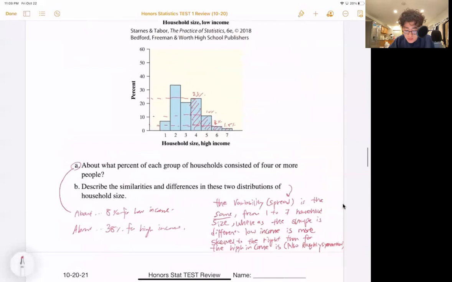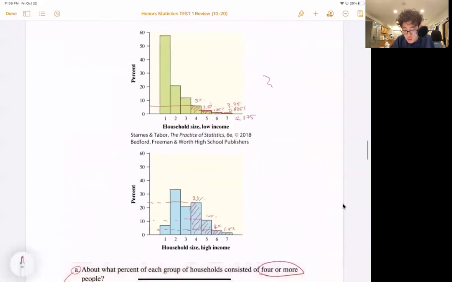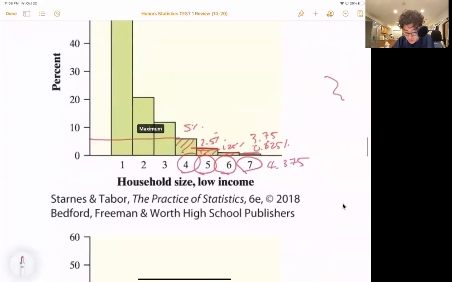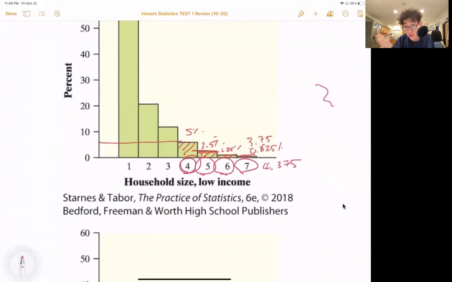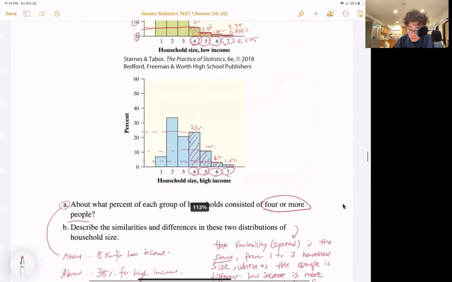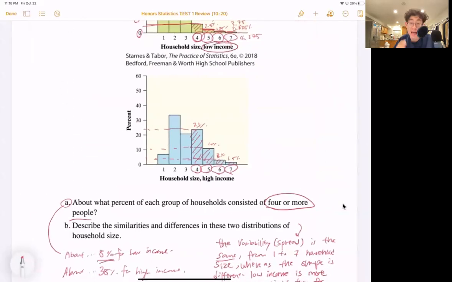For part A, about what percent of each group of households consists of 4 or more people? What I did was I went to the household sizes 4, 5, 6, and 7, and then I eyeballed where their percentages would be. For example, where the 4 is, that's about 5%-ish, because that's from 0 to 10%, halfway there. So I estimate it to be about 8% for the low income.